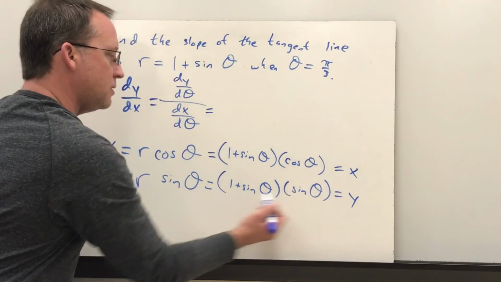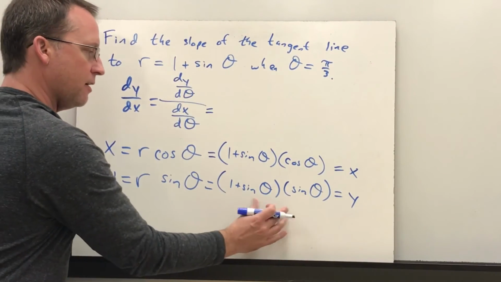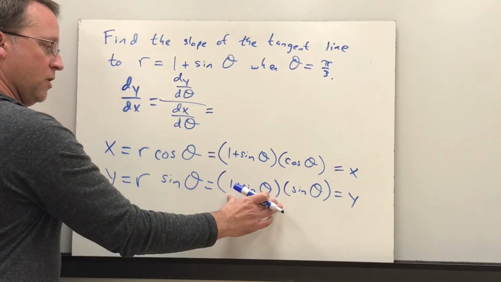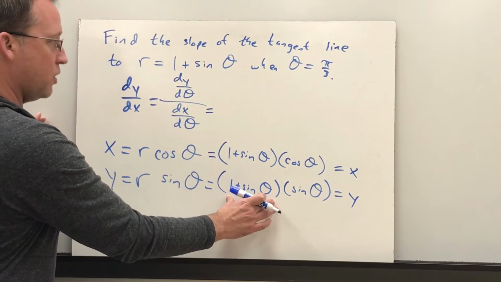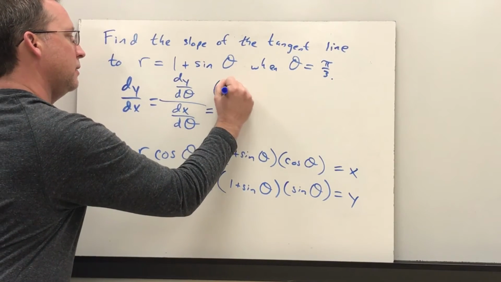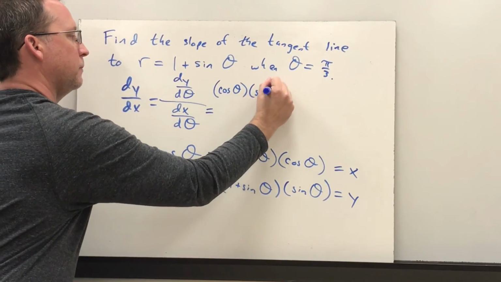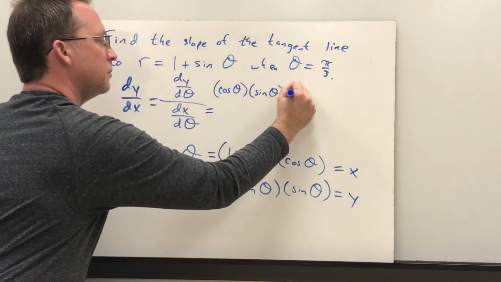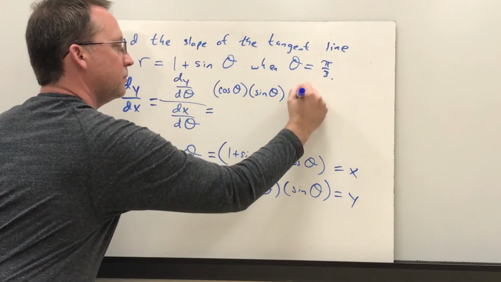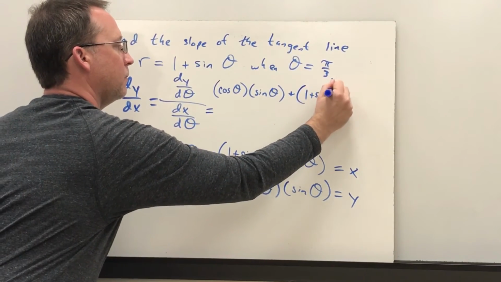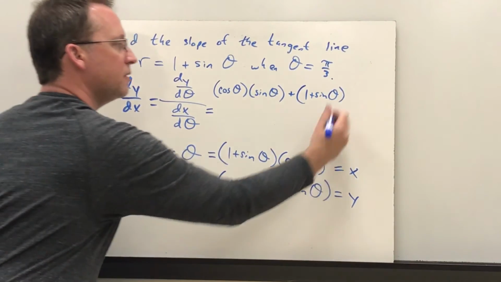So here, if this is y, I want dy d theta. I just do the product rule. Derivative of the first part, so that's going to be cosine theta, times the second part, plus the first part times the derivative of the second part.